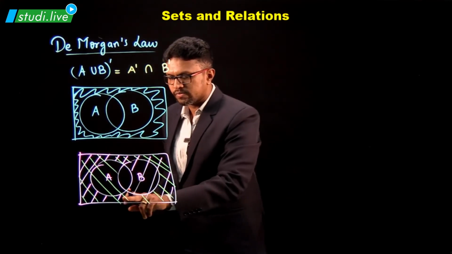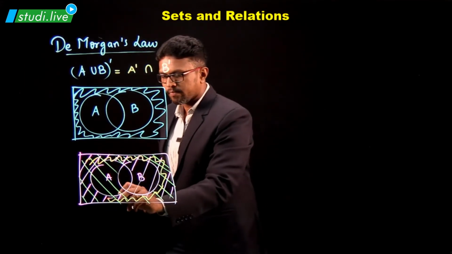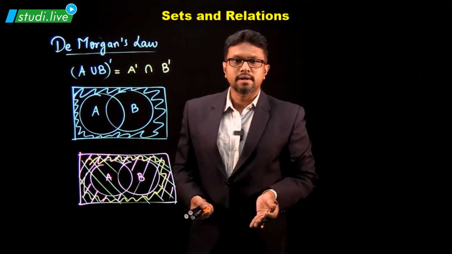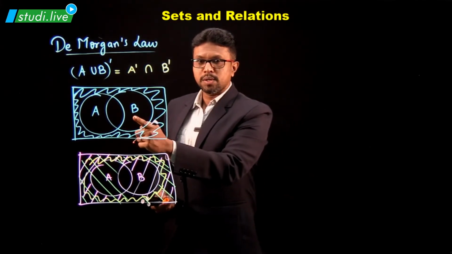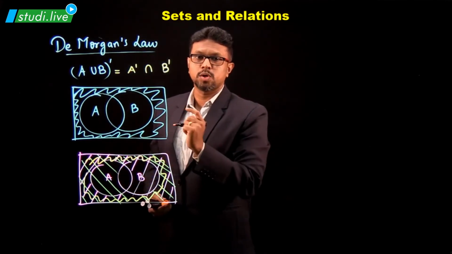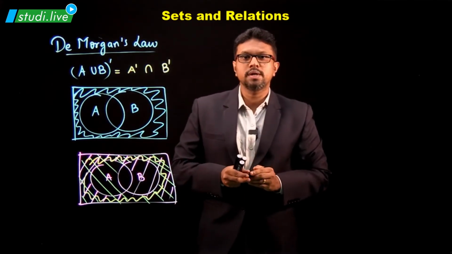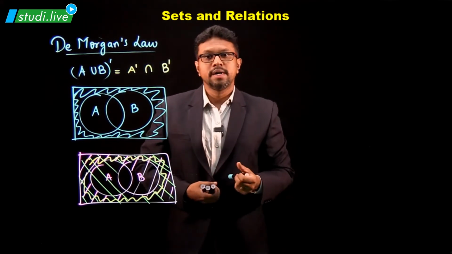Okay, the portion which is outside. So this is the double shaded portion. And what is that? That is A union B, the whole complement. So what is A union B, the whole complement equal to? It is A complement intersection B complement. So this is just a visual representation, a diagrammatic representation of De Morgan's law.